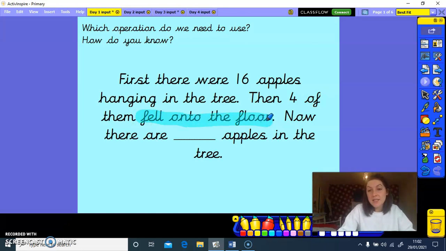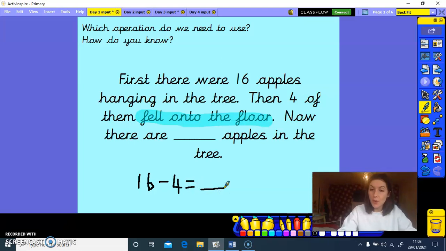They weren't added, they fell from the tree onto the floor, so they have been taken away from the initial amount. So if we were to write this down, it would look like this, wouldn't it? 16, and then the symbol I would need would be a takeaway. 4, because 4 apples fell down, equals, and then my answer would go here.